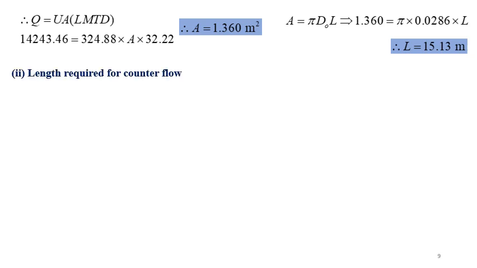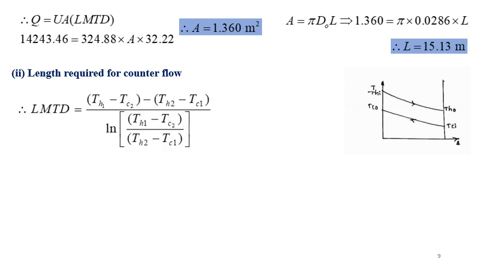Similarly, for counter flow, we can calculate. The only thing is that delta T Lm is going to change. Draw the temperature profile for this, and then calculate delta T Lm. Equate all the values and calculate delta T Lm. You will get 39.10 degrees centigrade, which is more than parallel flow.